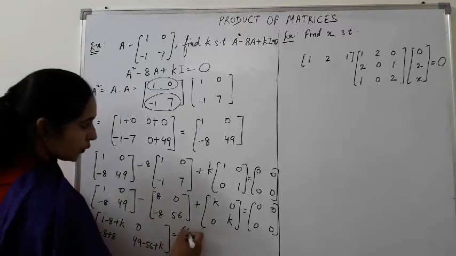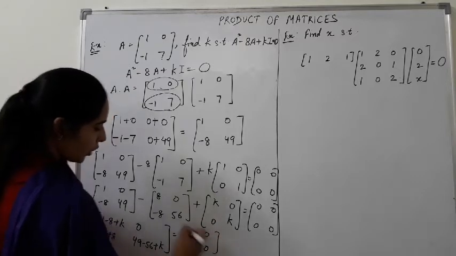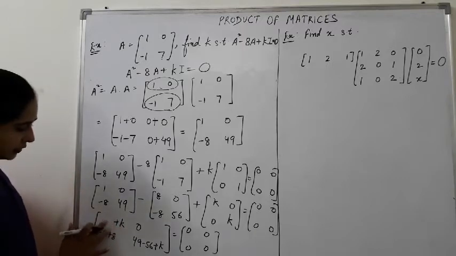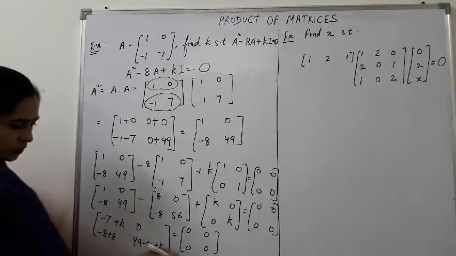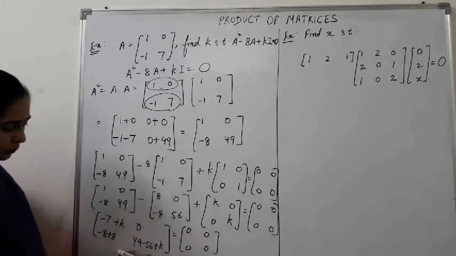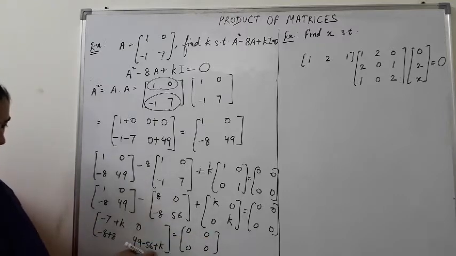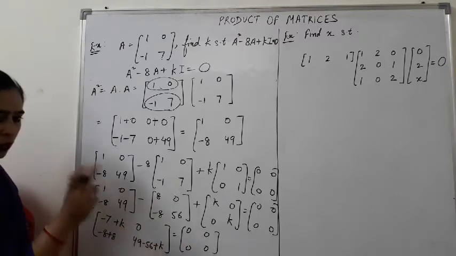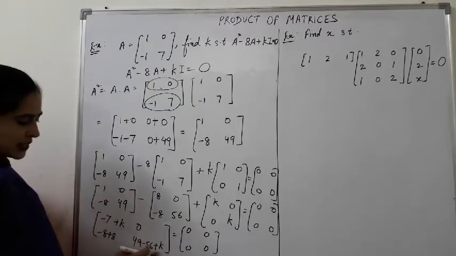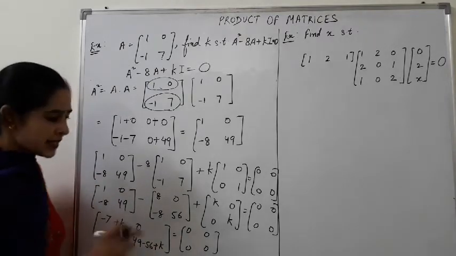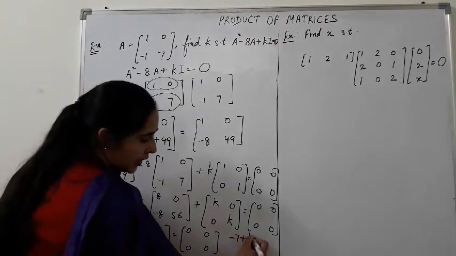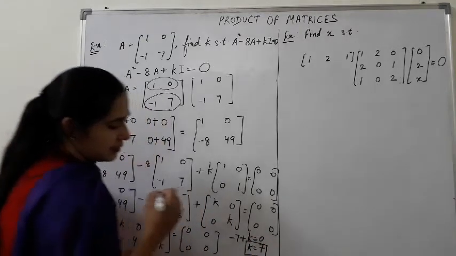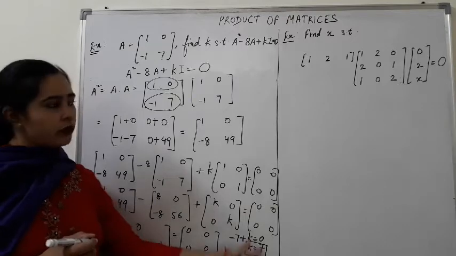This is equal to the null matrix. Now on equating, 1 minus 8 is minus 7 here. This is 0, 0, 0 equal to 0. Now again minus 7 plus k is equal to 0. That means we have two equations, minus 7 plus k equal to 0, minus 7 plus k equal to 0. That means the equation is the same. So we have minus 7 plus k is equal to 0. So k is equal to 7 is your answer. This is the value of k we were asked to find.